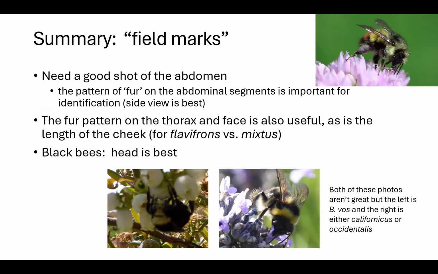And for black bees, it's better to have a picture of the head so you see the face. So both of these photos on the bottom of the slide are bad. The one on the left is out of focus. The one on the right, I can't really see the abdomen, but I can tell that the one on the left has a yellow face and the one on the right has a black face. And so I know the one on the left is Bombus sensu, and the one on the right is either Californicus or Occidentalis. And I happen to know because of when the pictures were taken that it's Occidentalis. But I wouldn't be able to tell that from the photo.